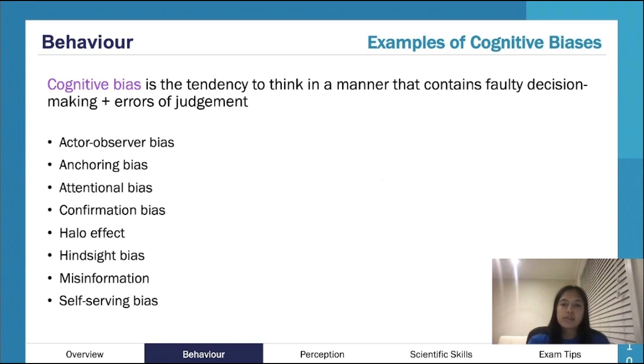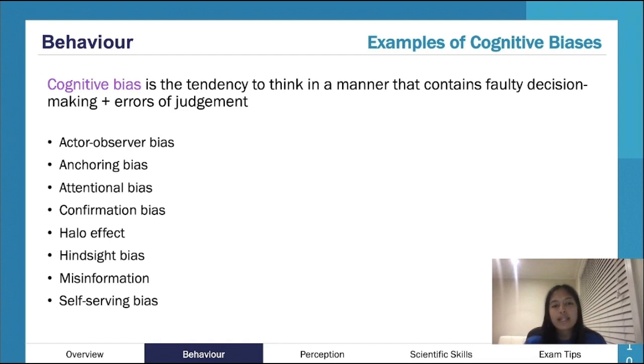Okay, so we've got some examples of cognitive biases. These are really important. It's such a big thing in psych. It comes up a lot in year 12 and even in uni as well. It's something that you come across a lot.